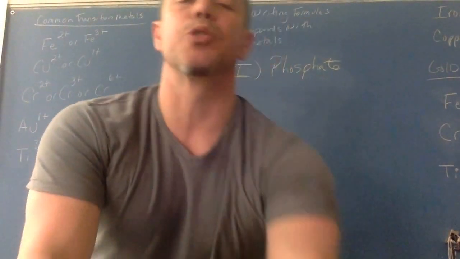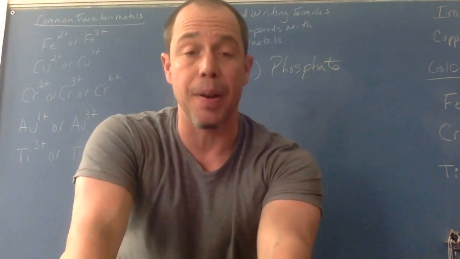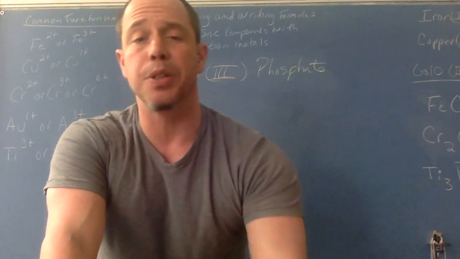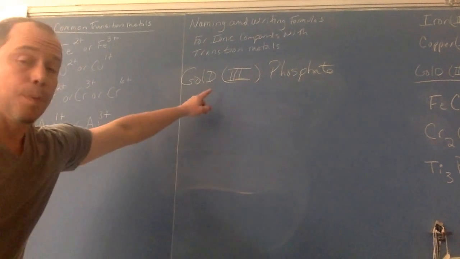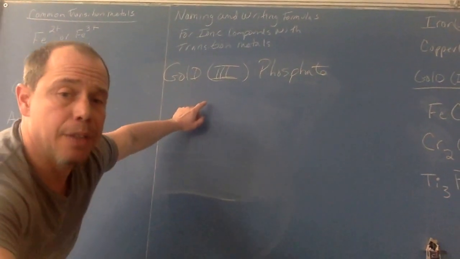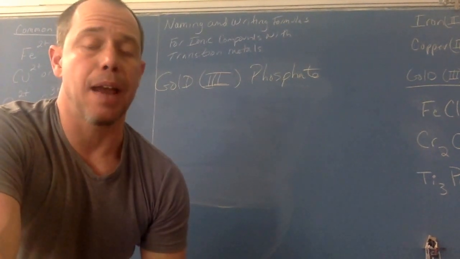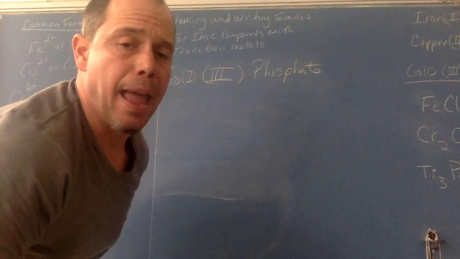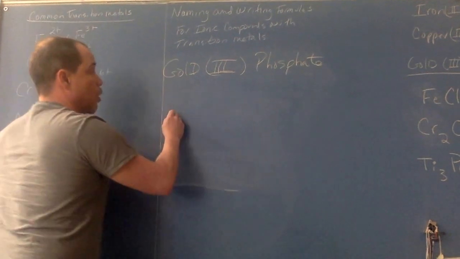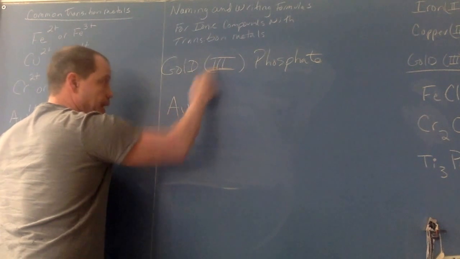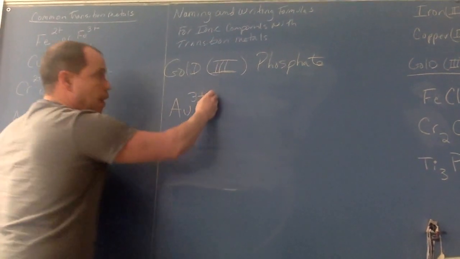My cation here is gold. Gold can be found on the periodic table. Those cations are always positively charged. When we're dealing with the transition metals, the Roman numeral there stands for the charge of the metal, or the cation. So let's take a look and write that out. So I got gold, which is Au. Roman numeral is 3. It's 3 plus.